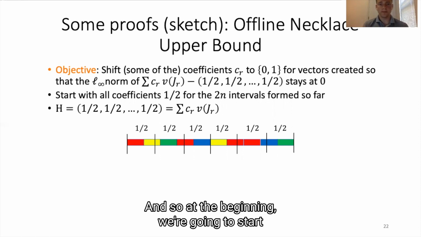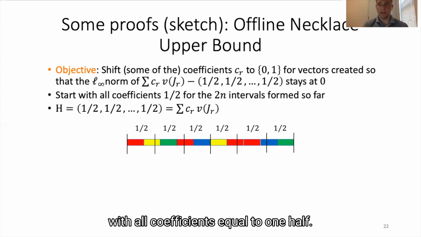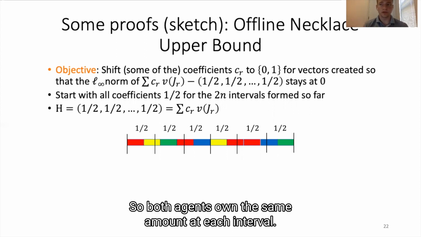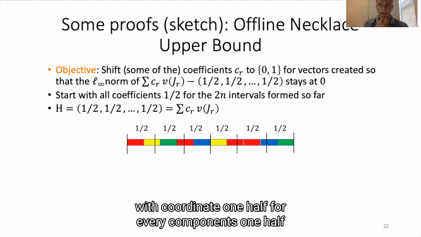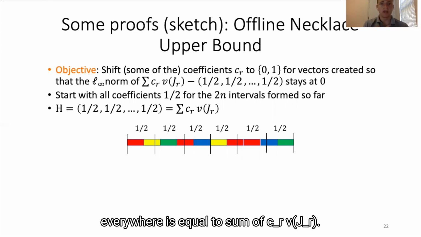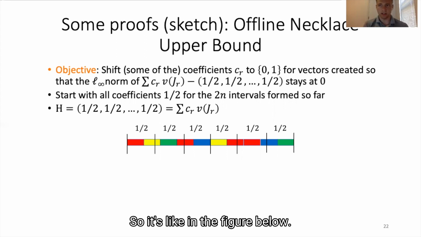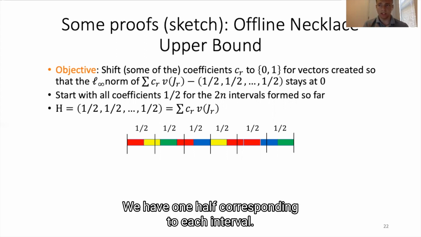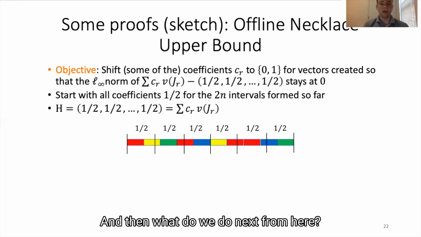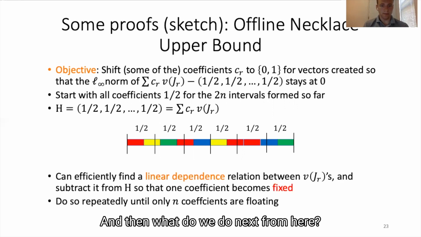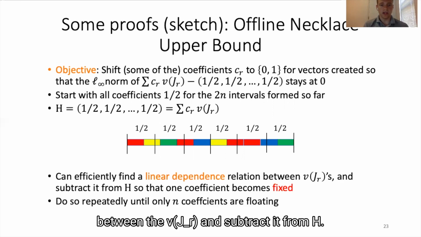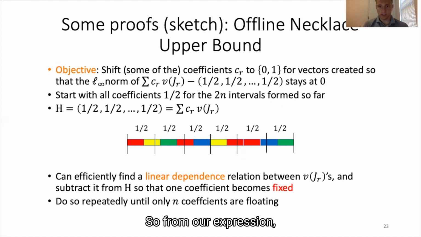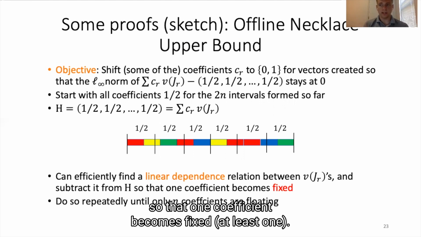And so at the beginning, we're going to start with all coefficients equal to 1/2. So both agents own the same amount of each interval. And so the condition is that h, which is the vector of all 1/2, with coordinates 1/2 in every component, is equal to the sum of CR VJR. So it's like in the figure below. We have 1/2 corresponding to each interval. And then what do we do next from here? We can efficiently find a linear dependence relation between the VJRs and subtract it from h, from our expression, so that one coefficient becomes fixed, at least one.